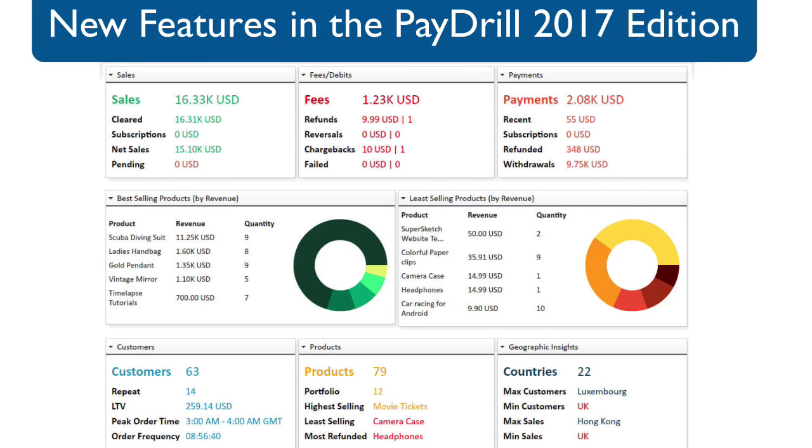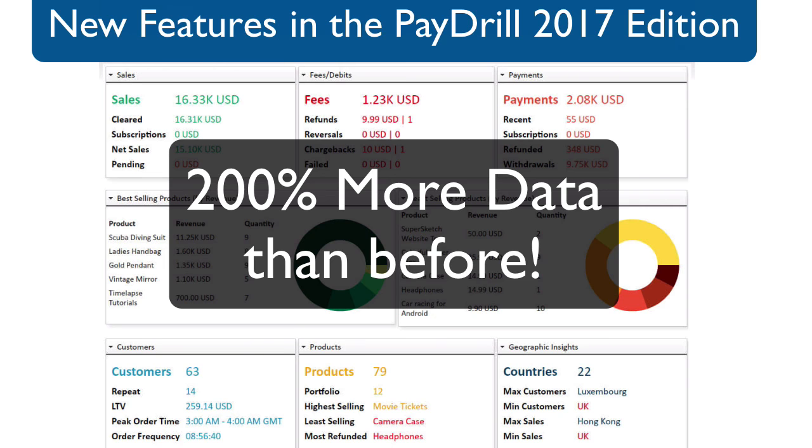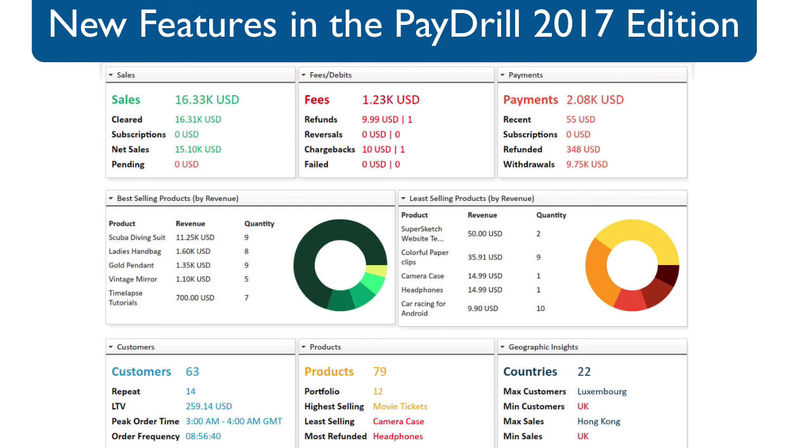With the PayDrill 2017, you get a brand new summary dashboard where you can see 200% more data points. You can see a breakdown of sales, a breakdown of fees, a breakdown of payments, as well as more information about your customers, products, and the countries that you sell in.